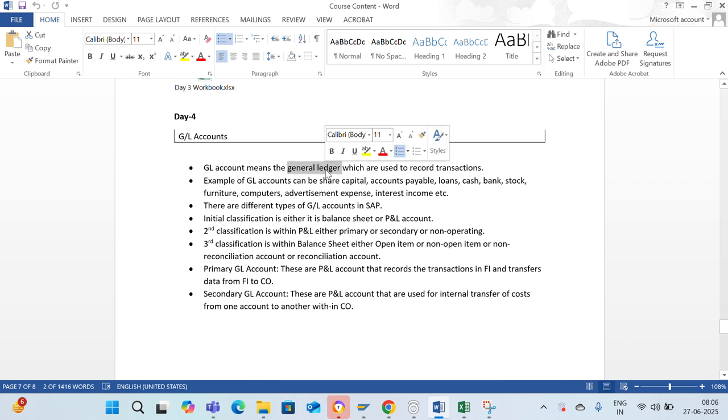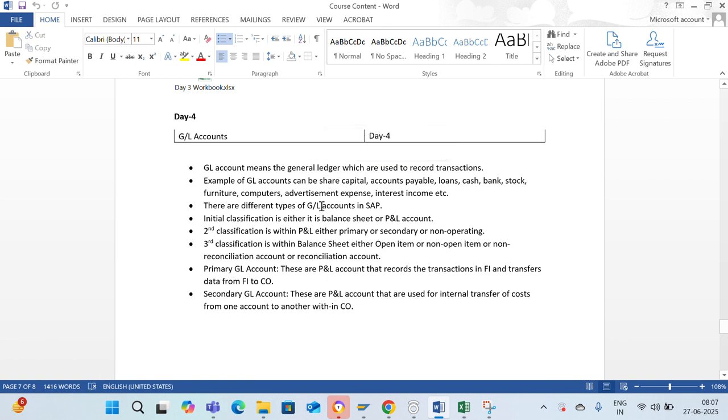If we talk of the examples of the GL account, those can be the share capital, advertisement expense, accounts payable, accounts receivable. Within assets, we have computer, furniture, plant machineries. Others we can have like cash, bank, stock, loan. On the income side, we can have sales, interest income, discount received, and many other GL accounts as an example.